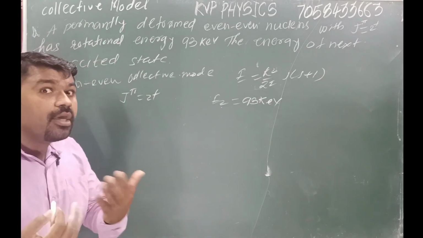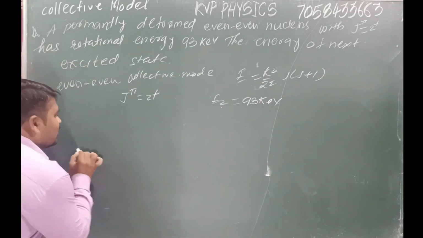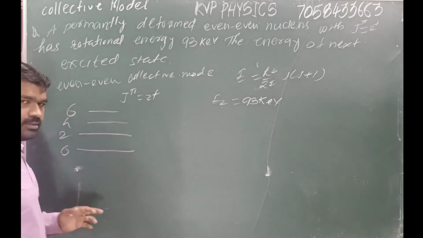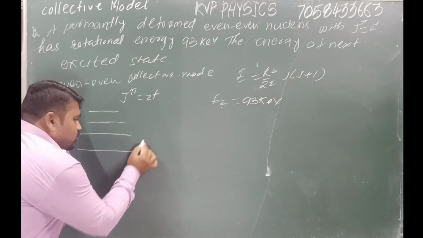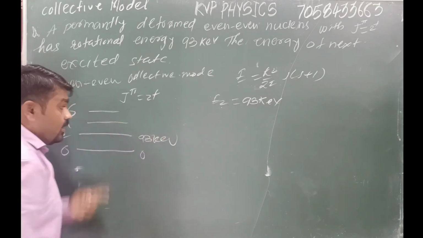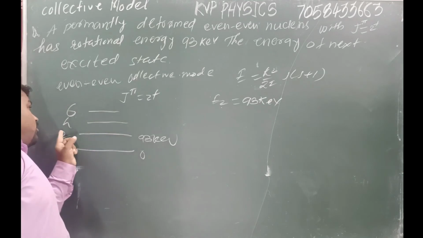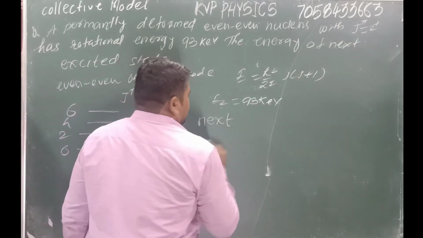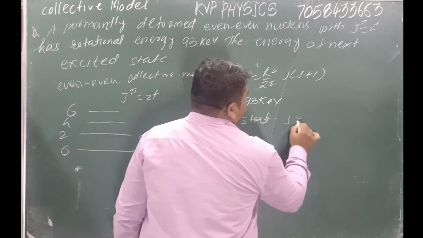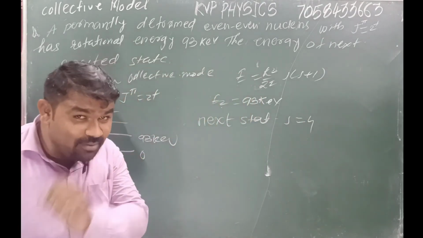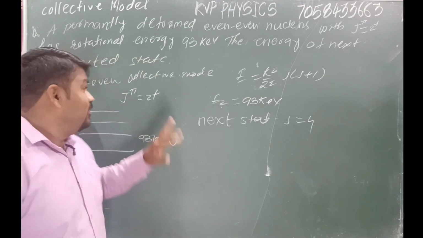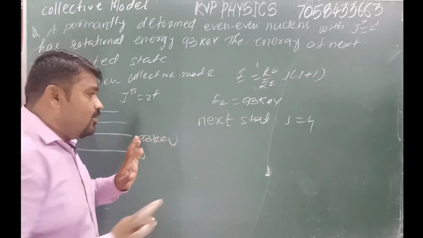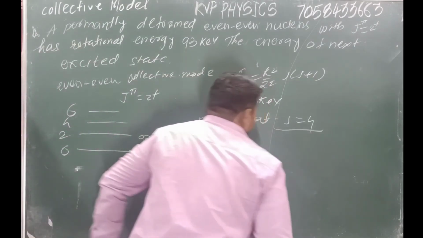Now our aim is to find the next state energy. We know the ground state is 0, next 2, next 4, next 6. Here energy 0, then 93 keV, and our aim is to find the next state energy for J equal to 4 plus. For the next state, J is equal to how much? J is equal to 4. This is very important. Not J equal to 3. If we substitute J equal to 3, no option matches. All the options are different from this. So J is equal to 4.